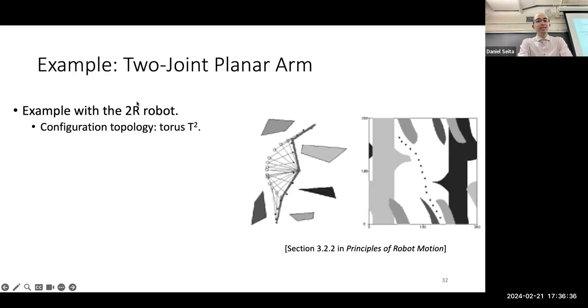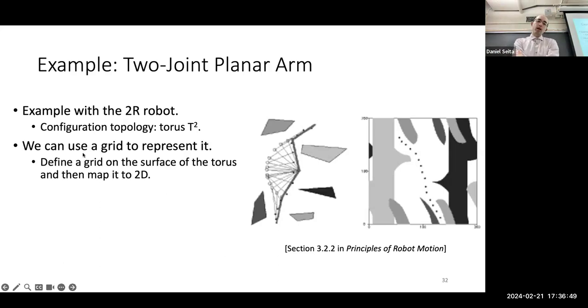So we have a 2R robot. The configuration topology is a torus. Now, what's happening in this figure is that we're trying to map points on the torus to points on the grid. You saw the example video from the Modern Robotics series where they show the animation of cutting the torus and then mapping it to a plane. That's basically what's going on here. That's how you get to this diagram on the right.